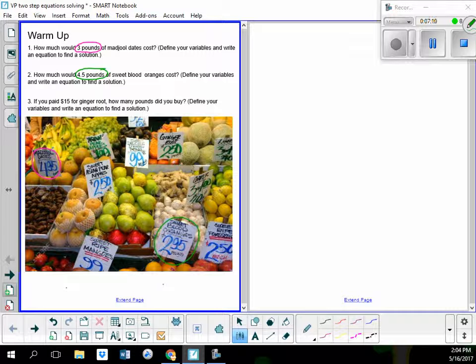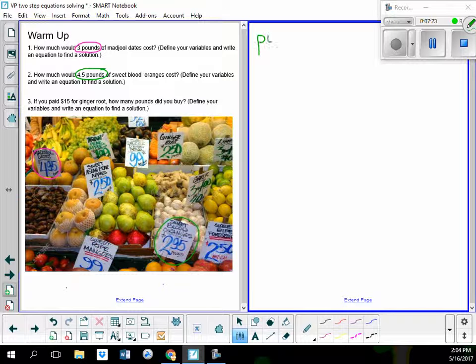$2.95 and 4.5 pounds. So those are 2 pieces of information we have. I want to know about our variables. Pounds and the cost. Yeah. Maybe we'll do a P there, and total cost. Okay. And we know that they're $2.95 a piece. Does anybody know what our equation is going to be for this?